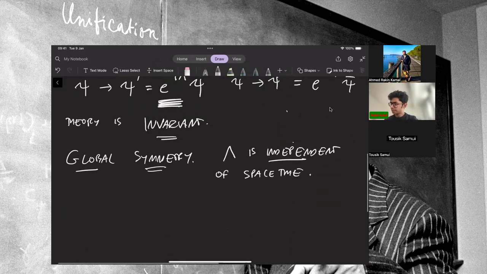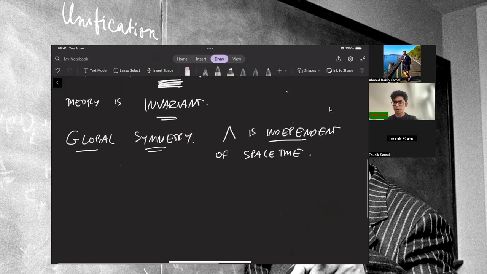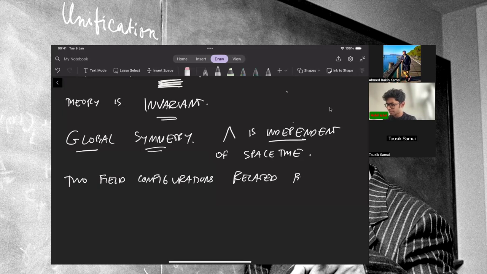Now, let me say one more thing that is so obvious that it doesn't make any sense for me to say it, but I'm saying it because it'll change in a second. Also, two field configurations that are related by the symmetry are both physical.